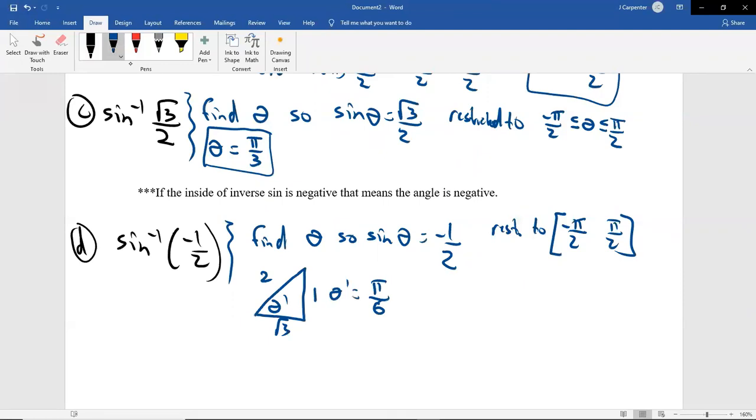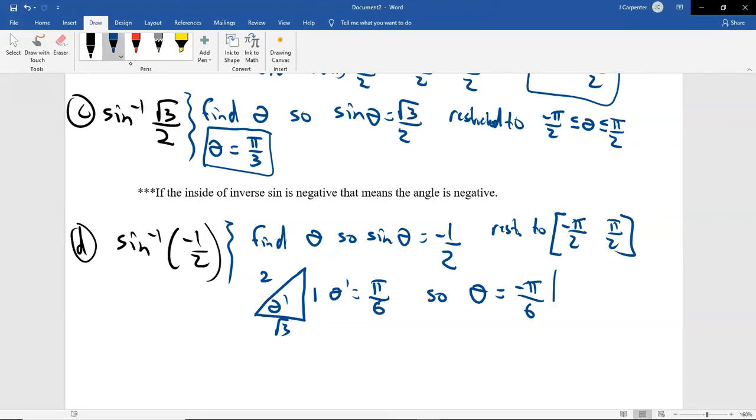But this is supposed to be negative. Sine's negative in quadrants 3 and 4. But we don't include quadrant 3 because inverse sine is restricted out of quadrant 3. We only include quadrant 4. So we put the theta prime in quadrant 4, but using all that stuff, not calling it 11 pi over 6, that would be outside of the restrictions. We have to call it negative pi over 6.